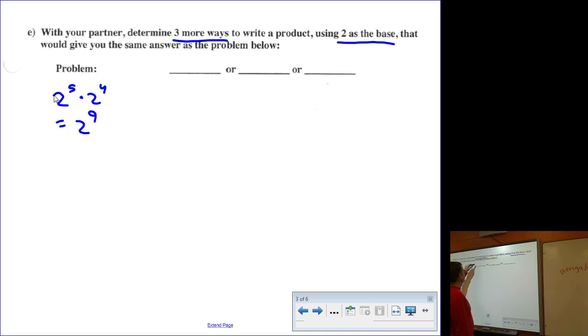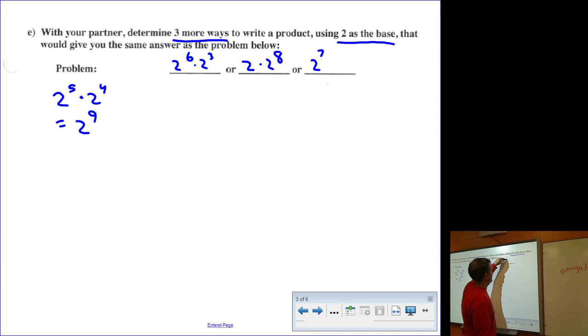It would be maybe 2 to the 6th times 2 to the 3rd. That would be 2 to the 9th. How about 2 times 2 to the 8th? That would be 2 to the 9th. And last up, how about 2 to the 7th times 2 to the 2nd? Of course, there are many options here. Those are the 3 I came up with. Maybe you came up with something different.